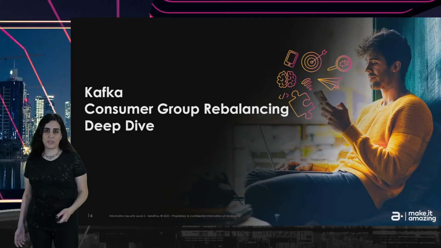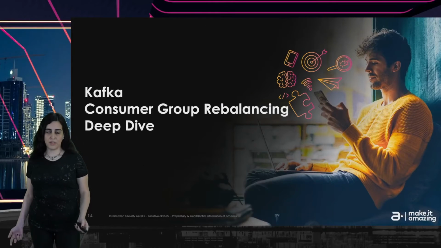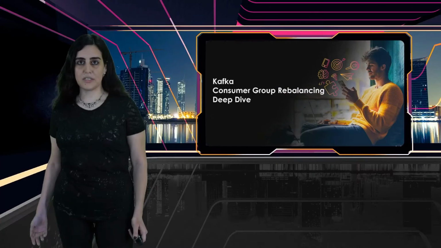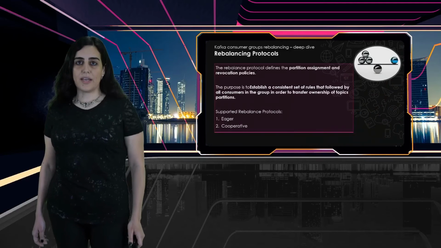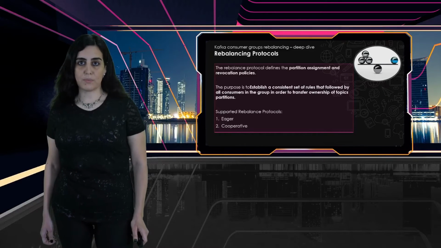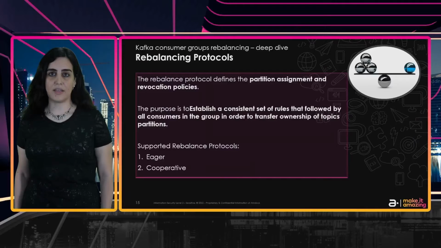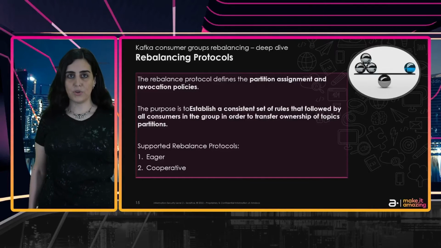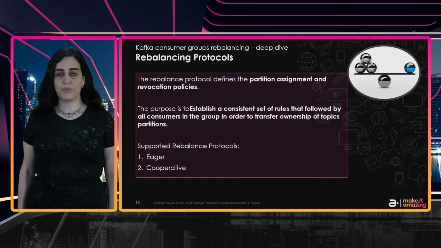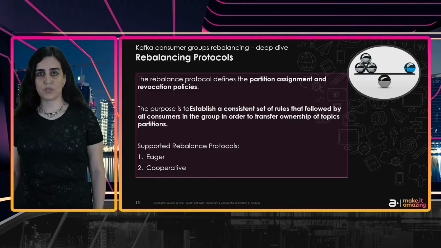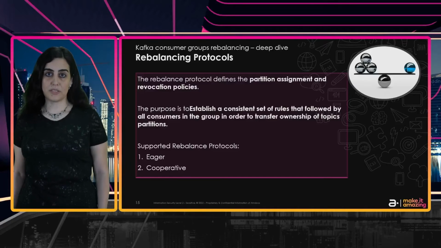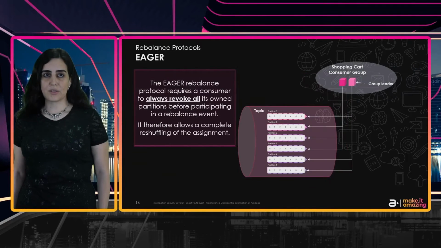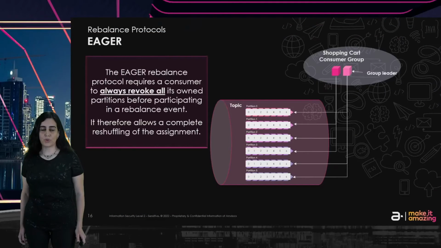After we review some of the use cases, of course there are many more, let's understand how consumer group rebalancing works. Kafka supports two rebalancing protocols, the cooperative, which is the newer one, and also the eager protocol. The idea is to define a partition assignment and revocation policy that all consumer members under our group must follow. So let's start with the eager rebalance protocol.